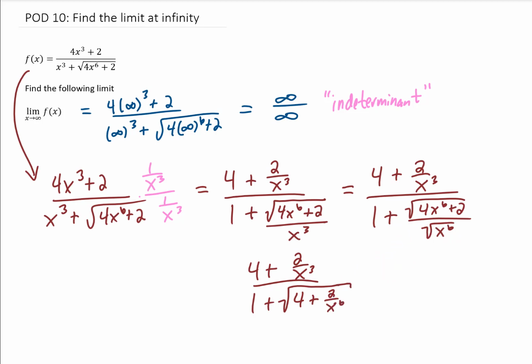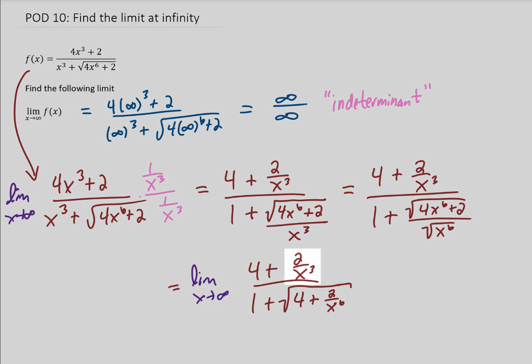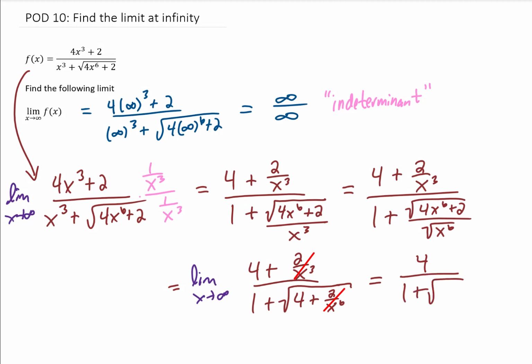Okay, now let's bring those limits back. Now if we take the limit as x goes to infinity, this term goes to 0 because the denominator gets really, really big. It goes to infinity. This term also goes to 0 because, again, it has an x in the denominator. What that leaves us with is a 4 on top, a 1 on the bottom, plus a square root of 4 on the bottom. The other two terms went to 0.